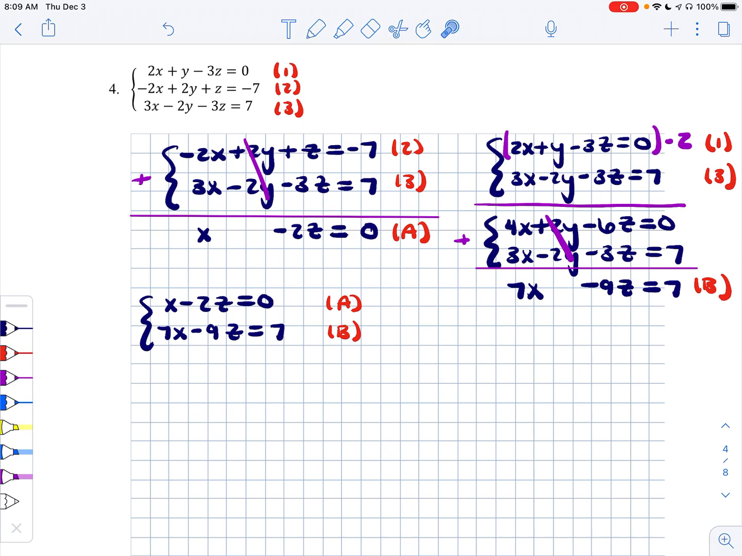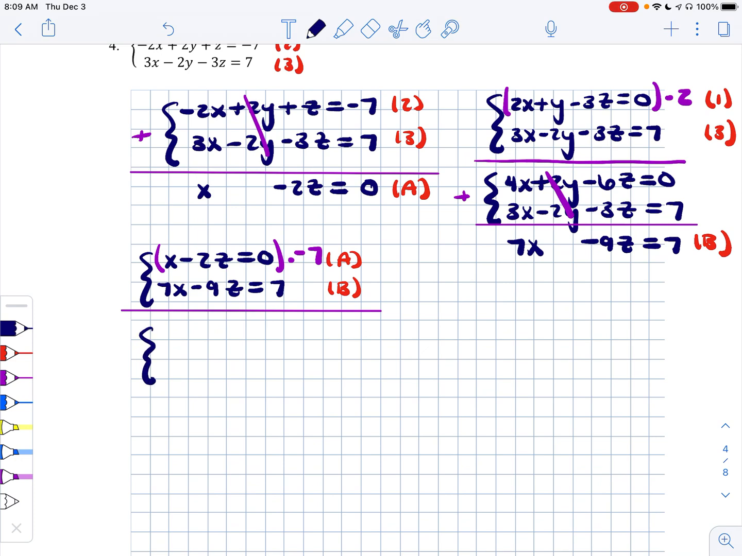I think the x variable is going to be the easier one to eliminate, and we'll need to multiply that top equation through by a negative 7. Remember, our goal with elimination is to get the exact opposite coefficient on the top and the bottom equation. So with a positive 7 on the bottom, we want a negative 7 on the top so that they'll cancel out when we add them.